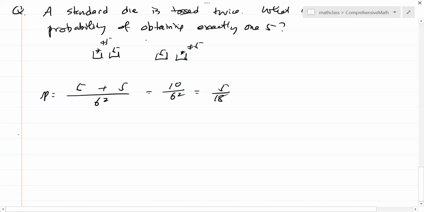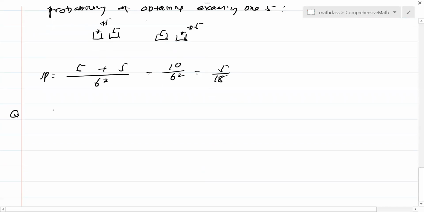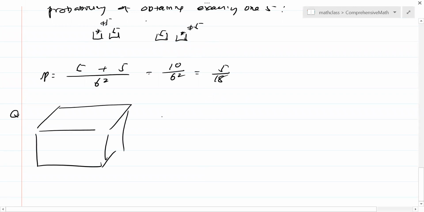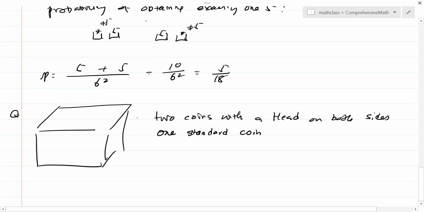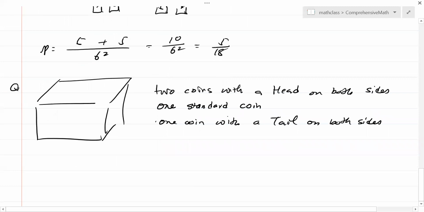All right, so here's a question. In a box, I have two coins with a head on both sides. It's a special coin, okay? And the one standard coin, and the one coin with a tail on both sides. Now things become complicated, okay? A coin will be randomly selected from these four coins and it will be flipped twice. What is the probability, this is a conditional probability problem, that each of these two flips will result in heads?